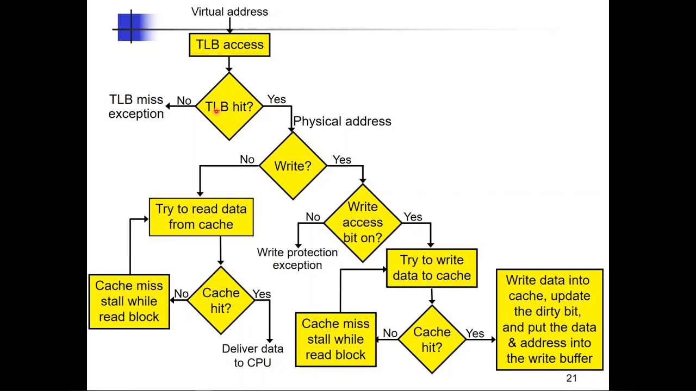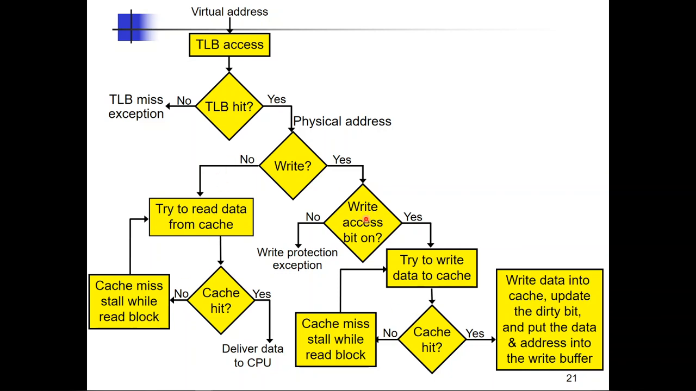Now going back, with the TLB we have the physical address, and we are not interested in writing, we are just interested in reading the memory. We try to read the data from the cache first. Again, two things can happen. We could have a hit or a miss. If we have a hit, we just deliver that data to the CPU. If we have a miss, then we stall and we try to read the block from the main memory.